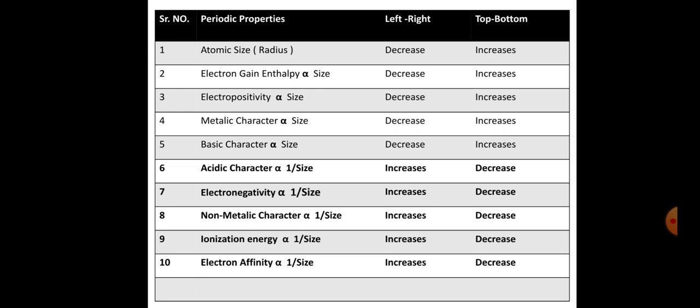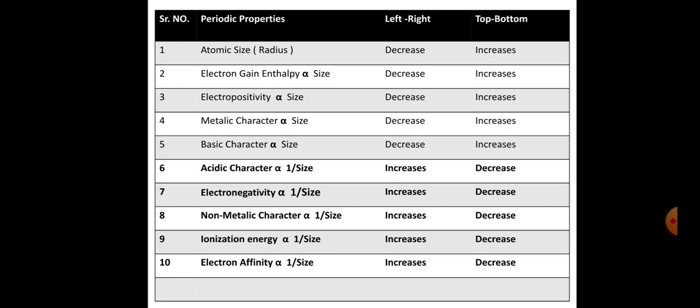Now all the rest of these 5 properties, that is acidic character, electronegativity, non-metallic character, ionization energy, and electron affinity, are inversely proportional. Means as the size decreases, this property will increase. So left to right size decreases, so opposite of that, this property increases. Top to bottom size increases, but this property decreases. So very simplistic, guys. Another very important property is the ionization energy.